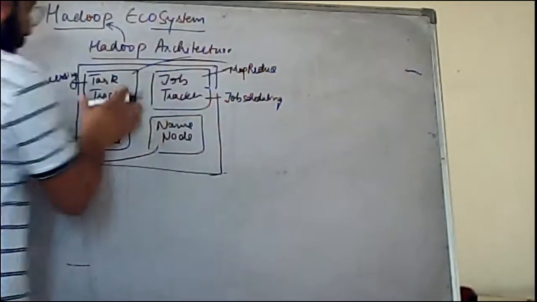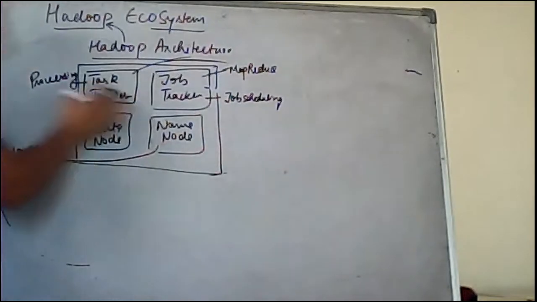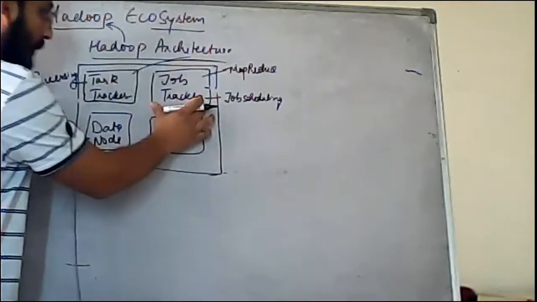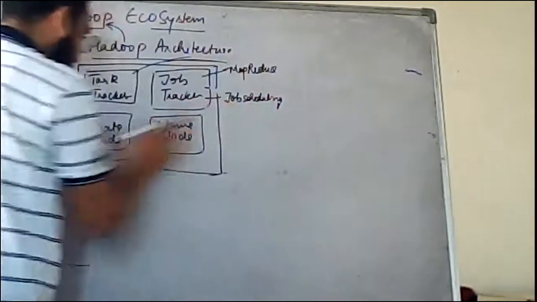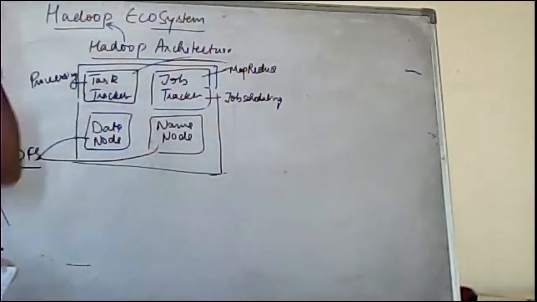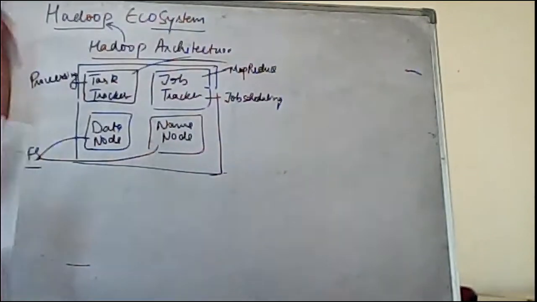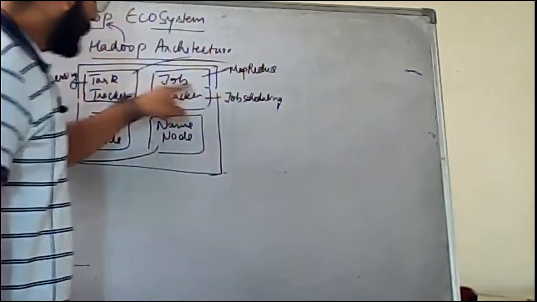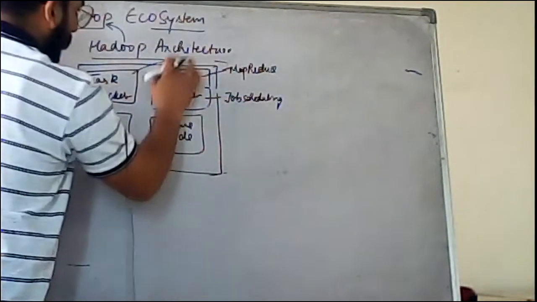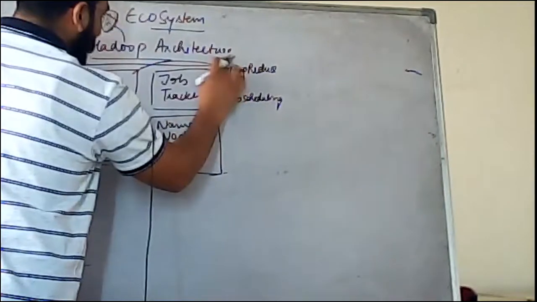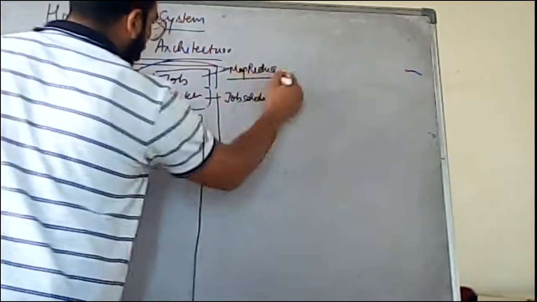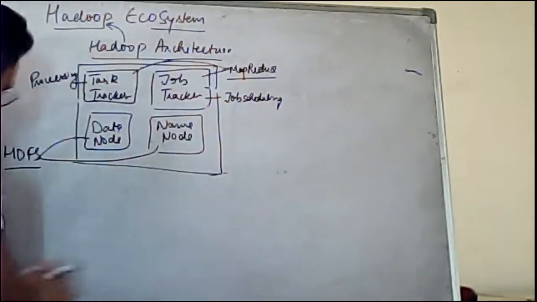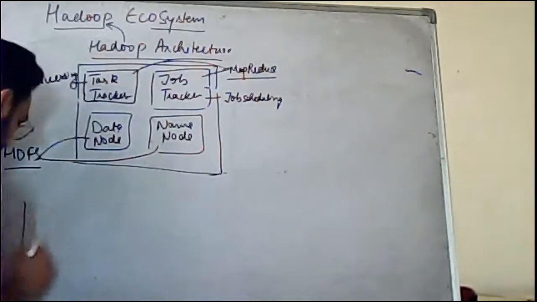This is your task tracker that will process your data. This is your job tracker that will schedule your job. There is a data node and name node, and these nodes are used in your HDFS. Your job tracker and task tracker are used in which tool? That is your MapReduce. How they will work, I will explain.